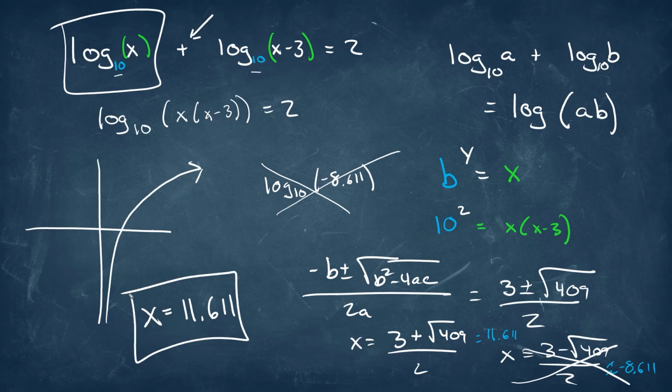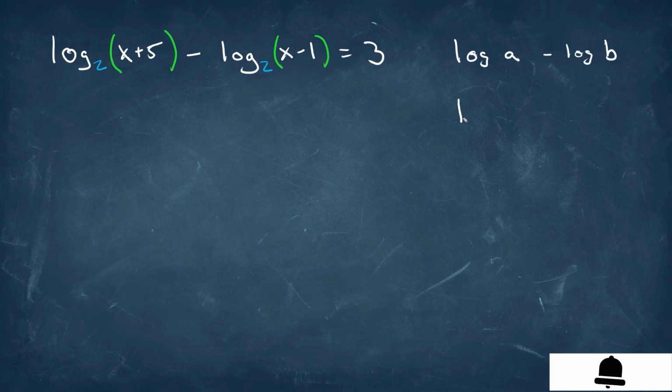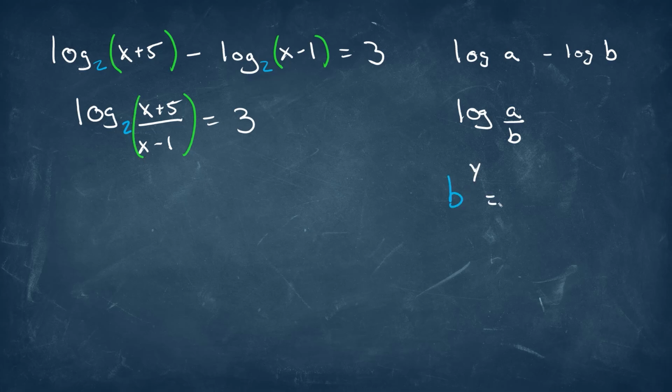For this question, it also has a special property that we can use. If we have log of a minus log of b, that's all going to be within one log of a divided by b. So for this example, we're going to have log of x plus 5, and with that minus sign, we're going to end up dividing it, and that's going to be equal to 3. Now we have a log base 2 with this information inside, so again we can use the property of b raised to the y is equal to x.